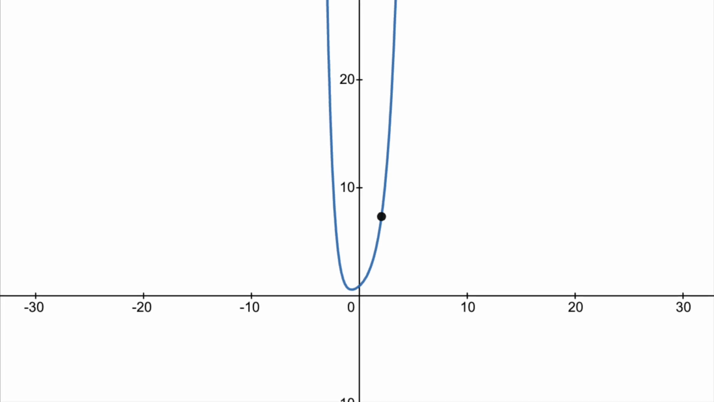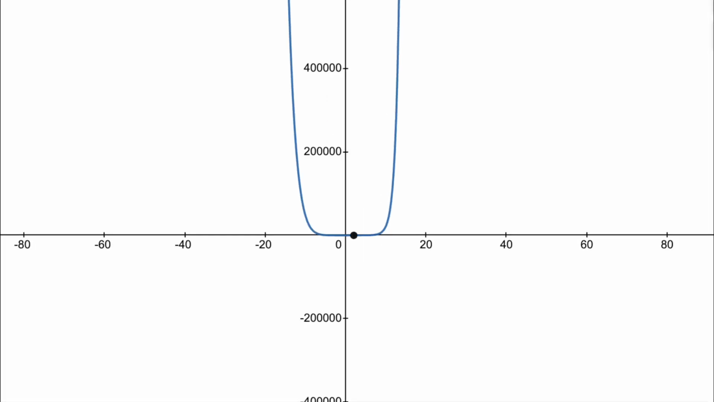Here's a graph with discontinuous shot. Here it is zoomed out, and here's its motion.